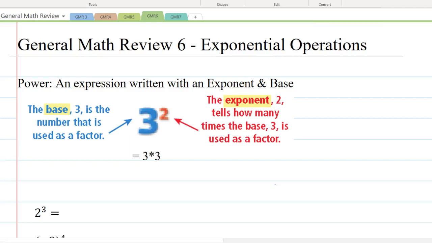Today we're going to talk about exponential operations. A power is an expression written with an exponent and a base. Here, the base 3 is the number that is used as a factor. The exponent 2 tells how many times the base 3 is used as a factor. 3 times 3 is equal to 9.